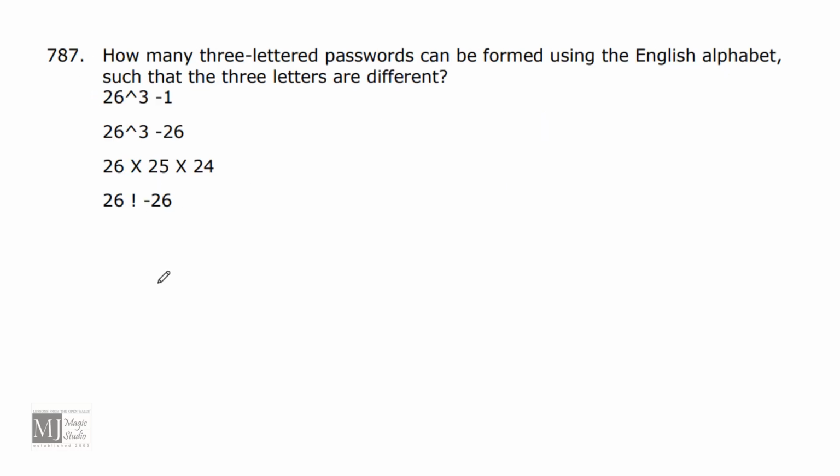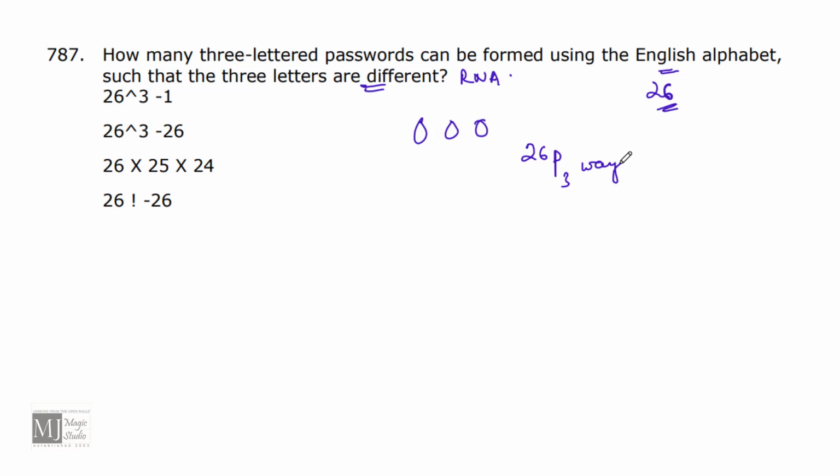Option A. How many 3-letter password can be formed using the English alphabets? We have got 26 alphabets such that the 3 letters are different. Repetition not allowed. We need to take 3 at a time out of 26 and arrange them. That can be done in 26 P3 ways. That is 26 into 25 into 24. Option C fits in.